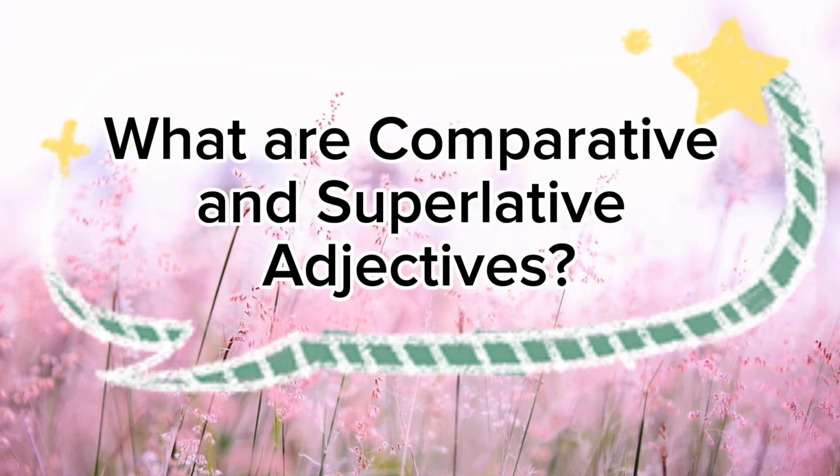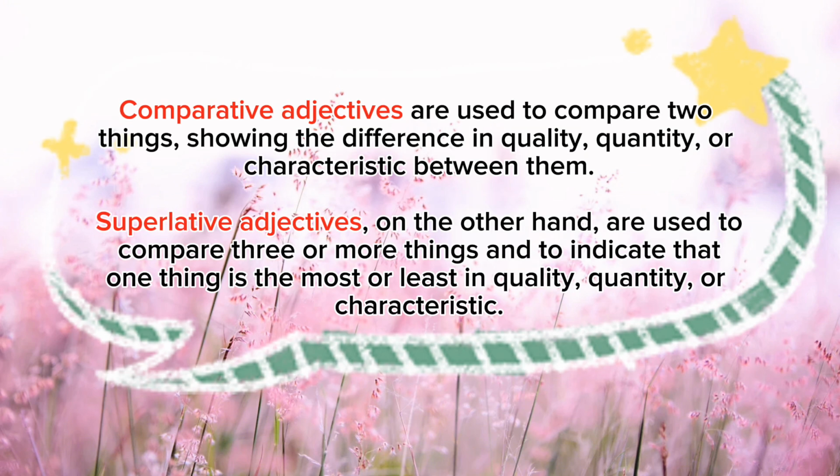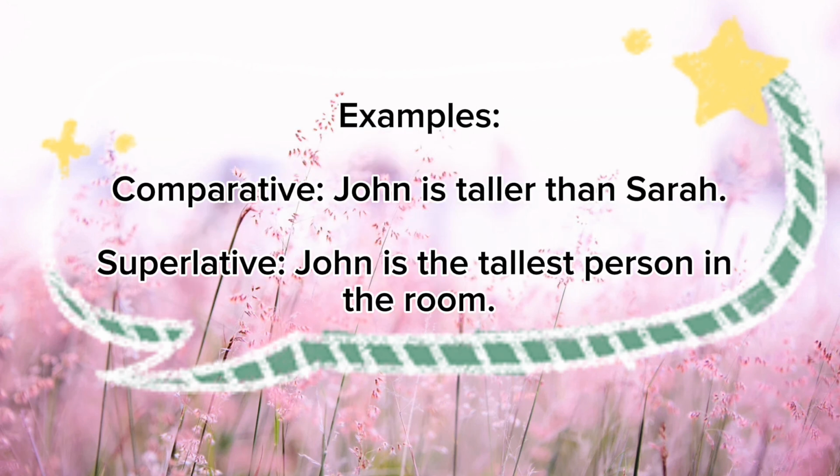What are comparative and superlative adjectives? Comparative adjectives are used to compare two things, showing the difference in quality, quantity, or characteristic between them. Superlative adjectives, on the other hand, are used to compare three or more things and to indicate that one thing is the most or least in quality, quantity, or characteristic. Examples: comparative, "John is taller than Sarah." Superlative, "John is the tallest person in the room."